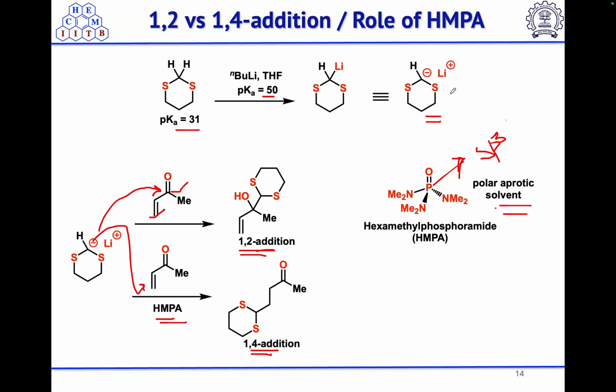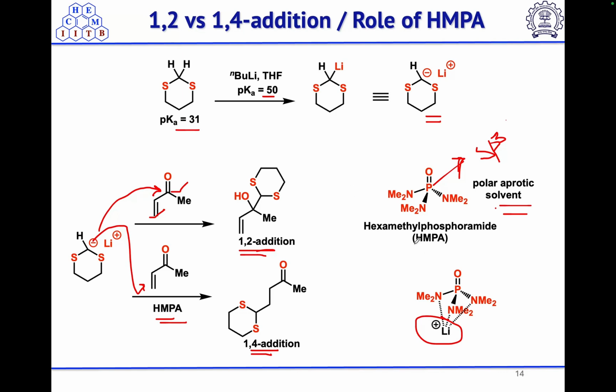So how can you separate this C minus and Li plus? There are many solvents or coordinating agents, like HMPA. HMPA will coordinate the lithium plus, and by coordinating this lithium plus, it makes this carbanion free. So the nucleophilicity of the carbanion becomes more, and it can easily add at the beta carbon. This is the role of HMPA in the 1,4 addition reaction for this case. I guess you have an idea of the role of HMPA.